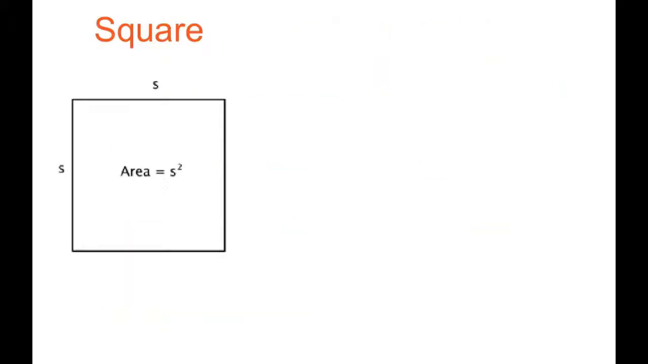Alright, so let's first look at the square. The formula for area of a square is the side of the square to the second power. So we can think of that also as the side times the side.